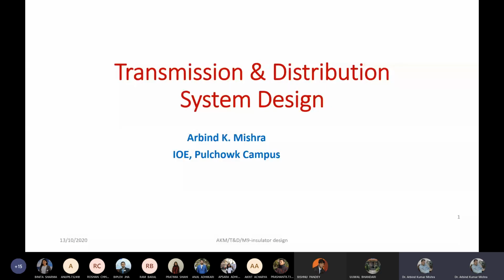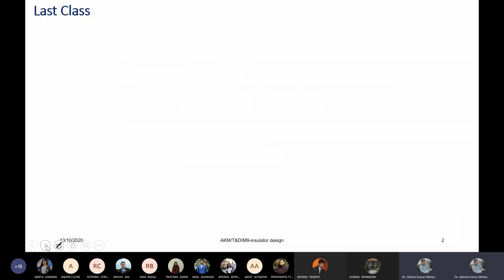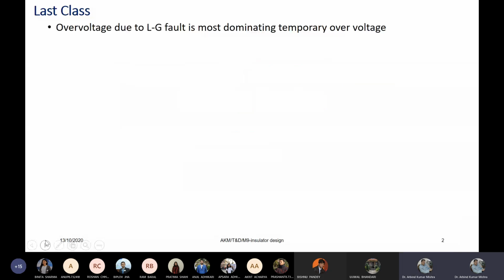As we have discussed in the last class, we have different types of over voltages. Mainly, we classified them as temporary over voltage, switching over voltage, and lightning over voltage. In the class of temporary over voltage, the most dominating one is single line to ground fault.